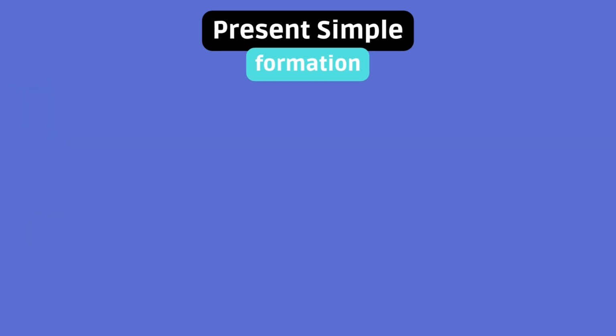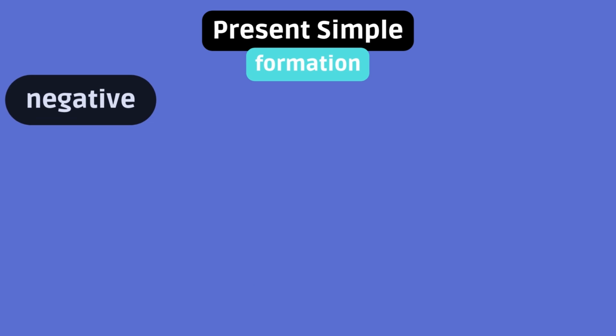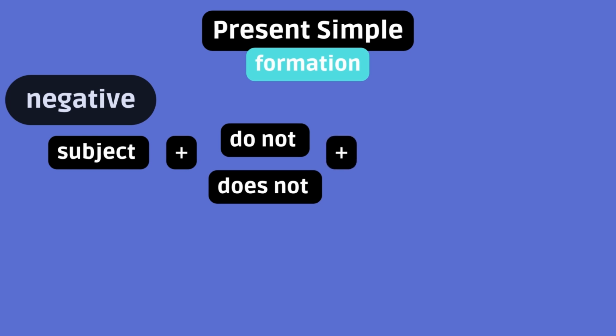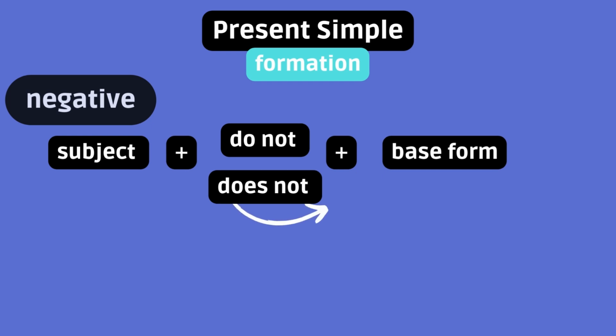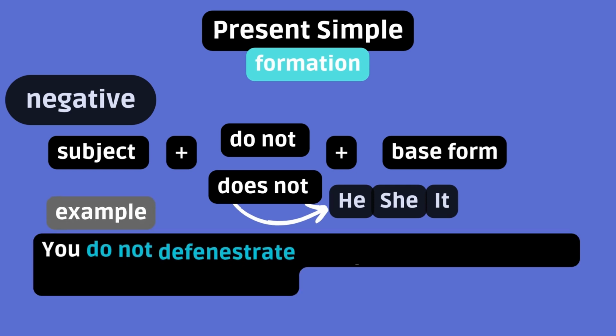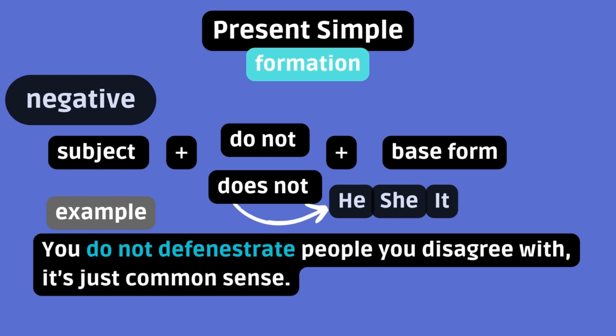When dealing with the negative form, you follow the structure subject plus do not or does not plus base form. You've guessed it, does not applies to he, she, it. Example, you do not defenestrate people you disagree with. It's just common sense. We hope we can all agree on that one.